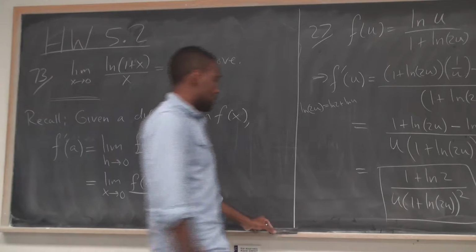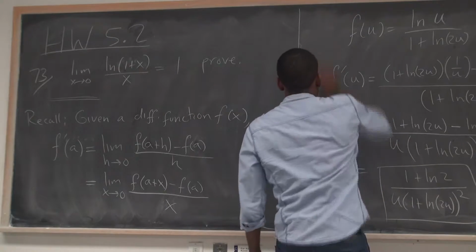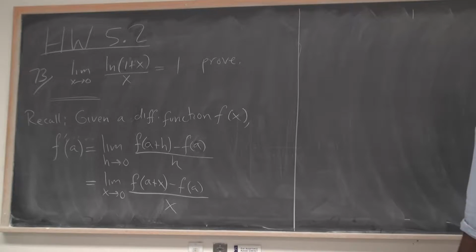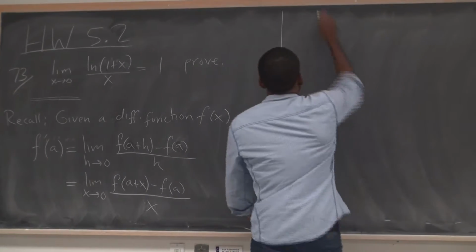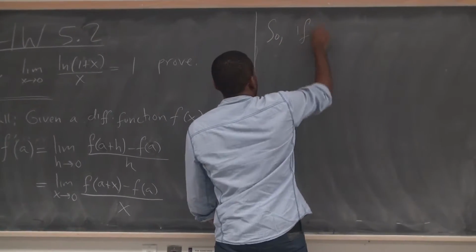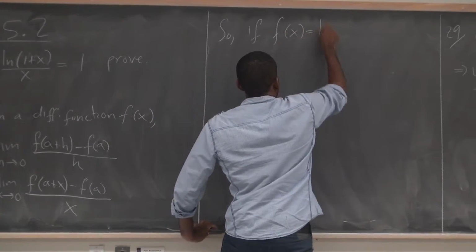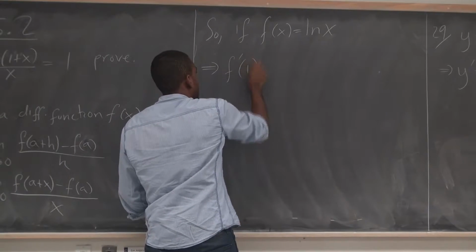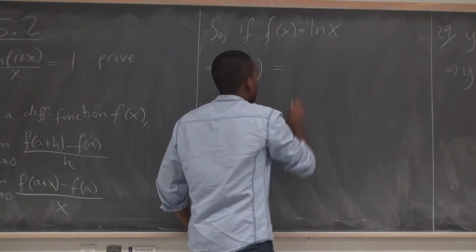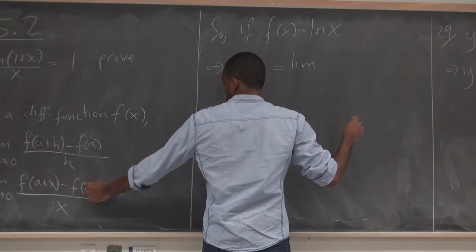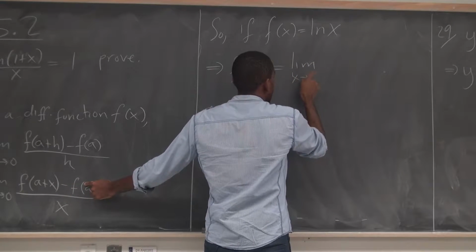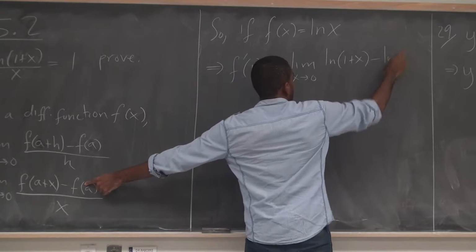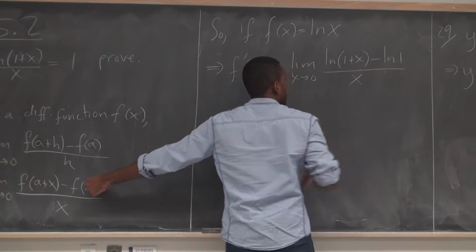So if you consider your function to be ln x, if we set f of x equals ln x, then it means I can find the derivative evaluated at 1 to be equal to the limit, let's use this guy here, as x goes to 0 of ln of 1 plus x minus ln of 1 all over x, right?